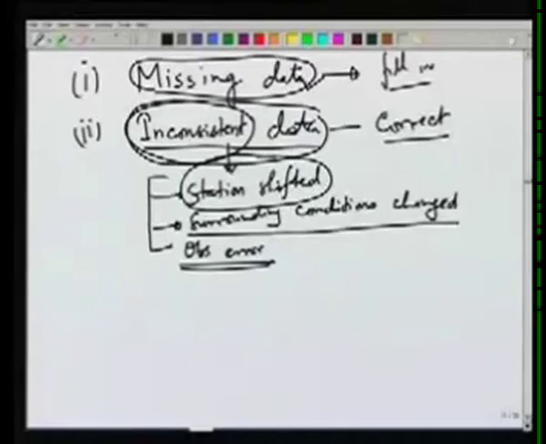So by filling in missing data and by correcting inconsistent data, we can be sure that now we have a record of rainfall over a particular area which represents the actual conditions without many errors.